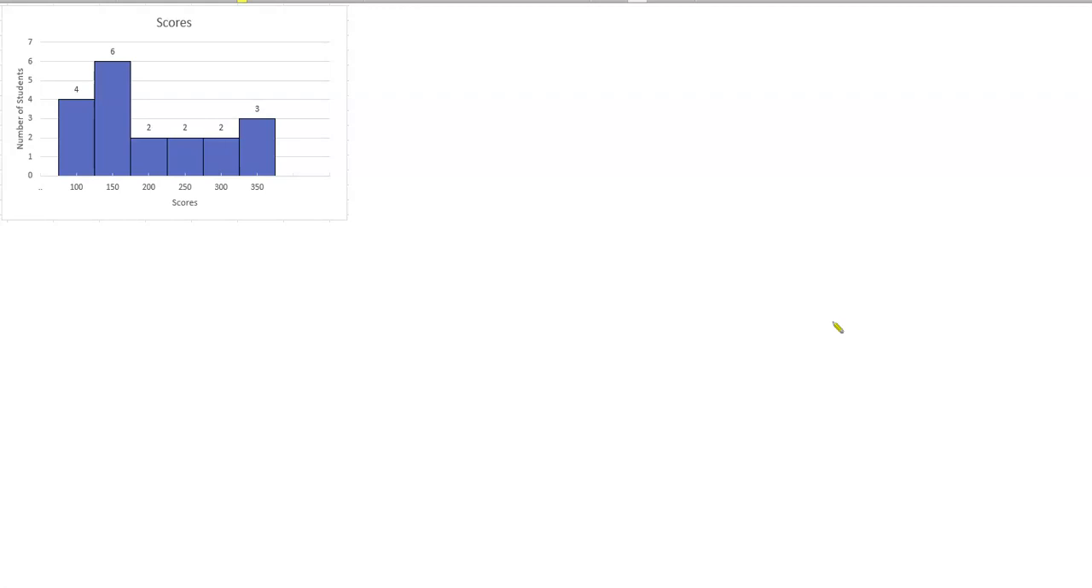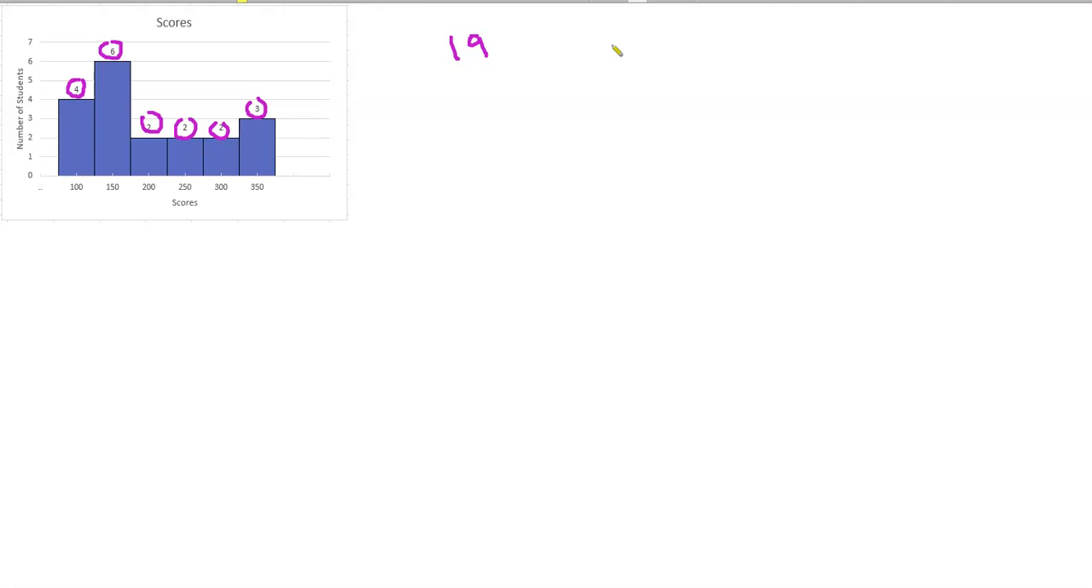For example, if you look at this graph on the screen right now, it might ask how many students are represented in the histogram. Well, all you would have to do there is count these numbers right here. So, you would just add 4 plus 6 plus 2 plus 2 plus 2 plus 3. What is that? 10, 12, 14, 16, 19. So there would be 19 total students in the survey or the class or whatever it was.